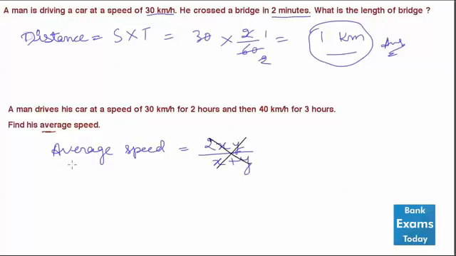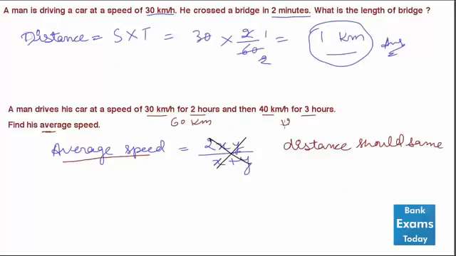Why? Because the condition to apply the average speed formula was the distance should be same. But in this case, the person is driving at 30 kilometers per hour for 2 hours, and that is 60 kilometers, and then 40 kilometers per hour for 3 hours, and that is 120 kilometers. So the distance is different, so we can't apply this formula.